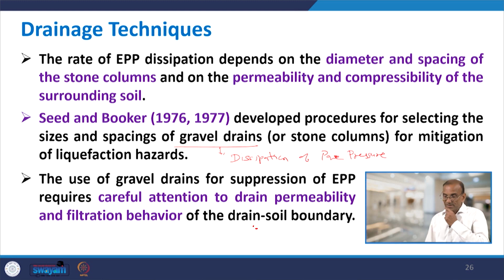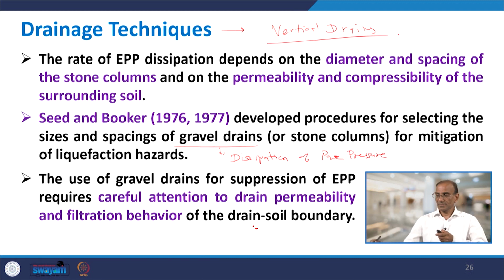The use of gravel drains for dissipation of excess pore pressure requires careful attention to drain permeability and filtration behavior of the drain soil boundary. So, in the drainage techniques, one of the drains which is popularly used is vertical drains. They are simply called vertical drains, and vertical drains are used for mitigation of liquefaction.